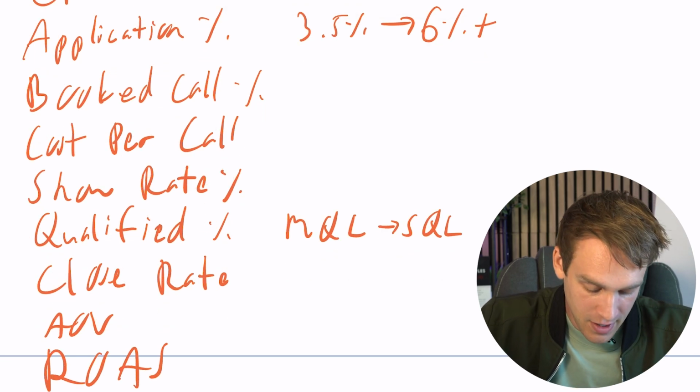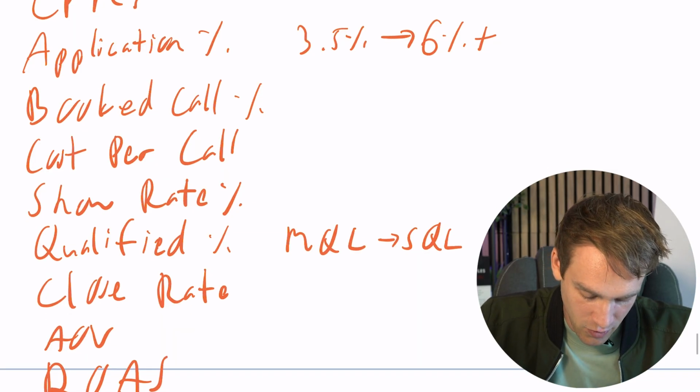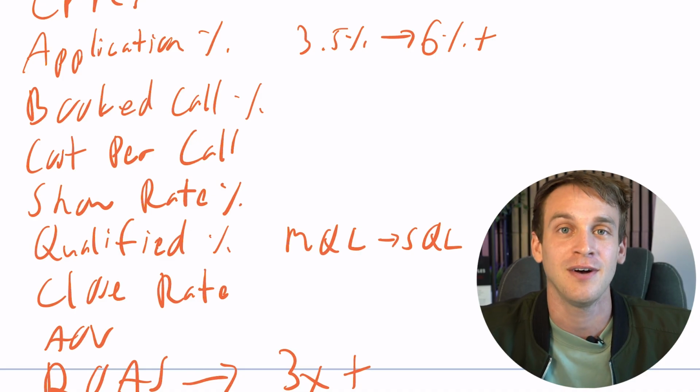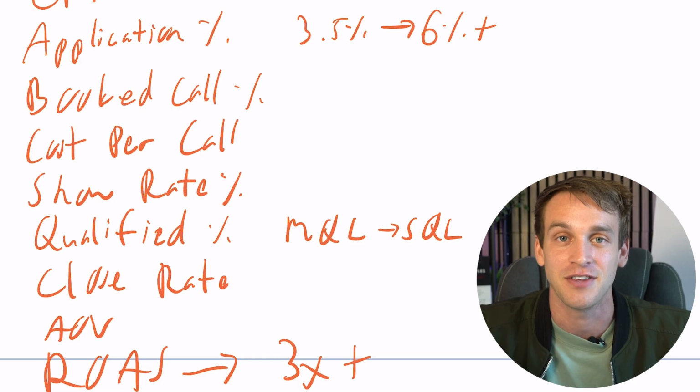Now, quick thing. If your cost per call is high in your mind and your ROAS is positive, like a 3x plus, guess what you should be doing? You shouldn't be launching any crazy split tests. You should be shoveling money into the system and scaling the shit out of it, okay?